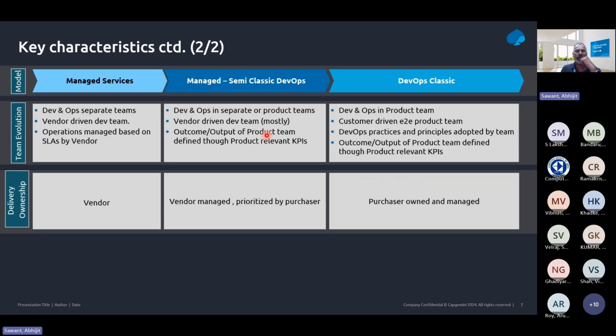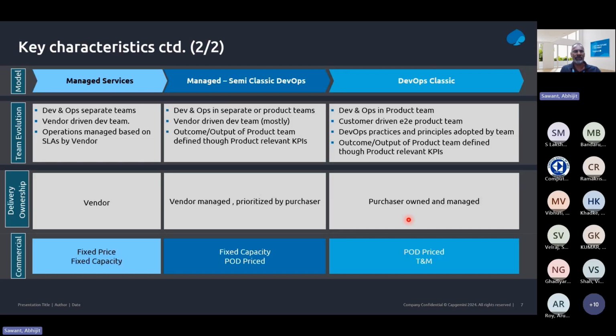Ownership, we spoke, vendor managed, prioritized by purchaser. This is for the centrally managed and semi-classic DevOps. And then DevOps classic is where the product groups are controlled by the purchaser, owned and managed, and they just take the services from multiple vendors. Commercially, managed services, ideally it is SLA based, fixed price or fixed capacity. For managed DevOps, semi-classic DevOps, it is either fixed capacity if it is known, or fixed capacity converted to a pod-based pricing.